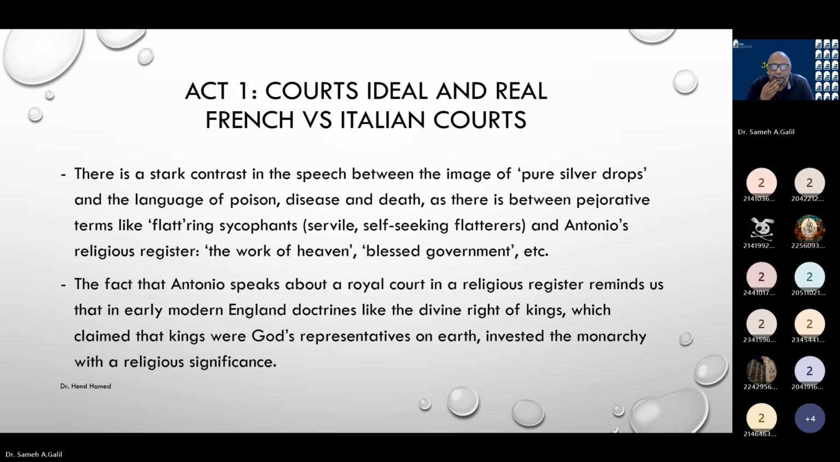So again, pure common fountains would be a reference to the French court. Poisoned and contaminated ones would be a reference to the Malfi court, where people are beset and surrounded by flattering sycophants, people who are servile and self-seeking. Again, if the common fountain is good, and if the royal court is good, that would be the work of heaven, and that would be the kind of blessed government that we have in the French court.